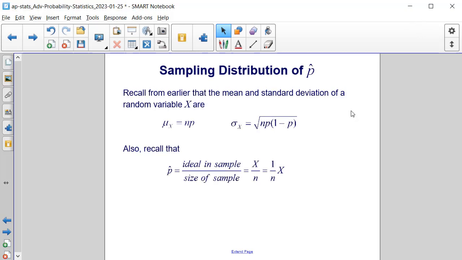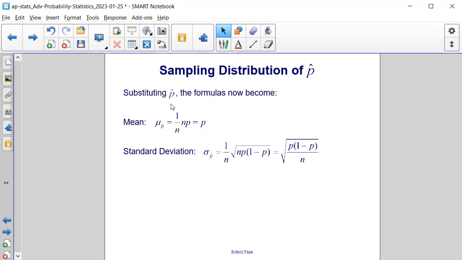Recall from earlier that the mean and standard deviation of a random variable x are mu with x in subscript, meaning the mean of the random variable x is equal to n times p, and sigma with capital X in subscript, or the standard deviation of it, is equal to the square root of n times p times 1 minus p, all underneath of the radical. Also recall that the sample proportion, or p with the hat, is equal to the number in the sample divided by the size of the sample, or the random variable x divided by n, which is equal to 1 over n times the random variable x.